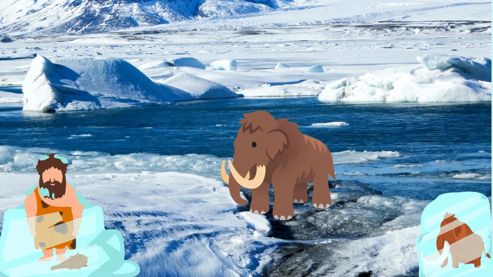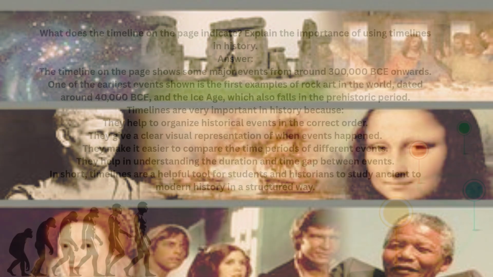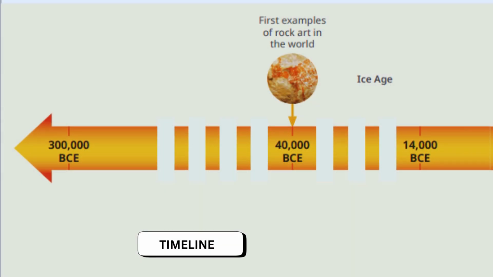Now we'll move towards the timelines. Now, what do the timelines on this page indicate, and we are going to explain the importance of using these timelines in history. So the timeline on this page shows major events from around 3 million BCE onwards, and one of the earliest events shown is the first example of rock art in the world.